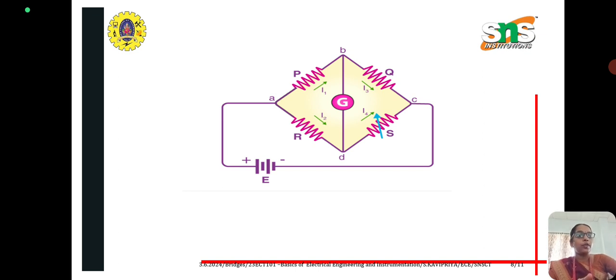Among these four resistances, two are known resistances, one is the unknown resistance and one is a variable resistance. As long as the bridge is unbalanced, current will flow through the galvanometer, and once the bridge is balanced, there will be a null deflection in the galvanometer, and we can find the value of the unknown resistance.